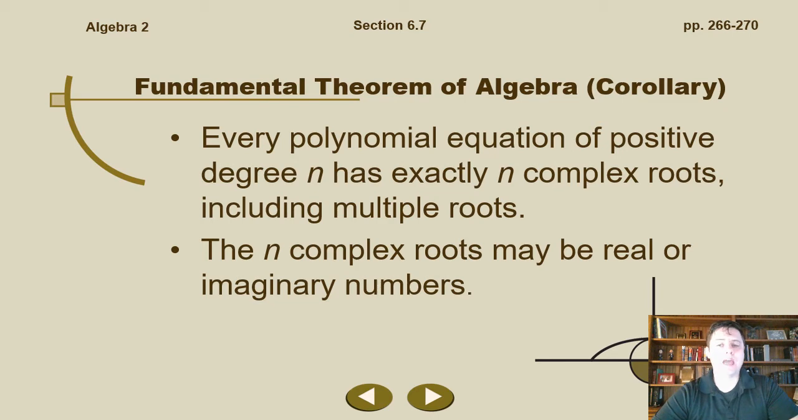So again, if we have an equation where we have x to the first power, there'll be exactly one complex root. If it's x squared, then we'll have 2. If it's x cubed, we'll have 3. If it's x to the fourth, we'll have 4. And on it goes.